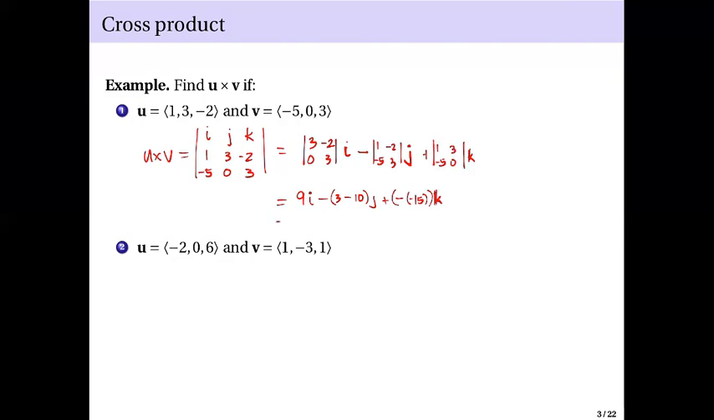And we write this in vector form. So this is just 9, comma, you have 3 minus 10, that's -7, but there's a negative in here, so that's +7. And then for this, you have -15, that's +15. So this is the cross product of these two vectors here.